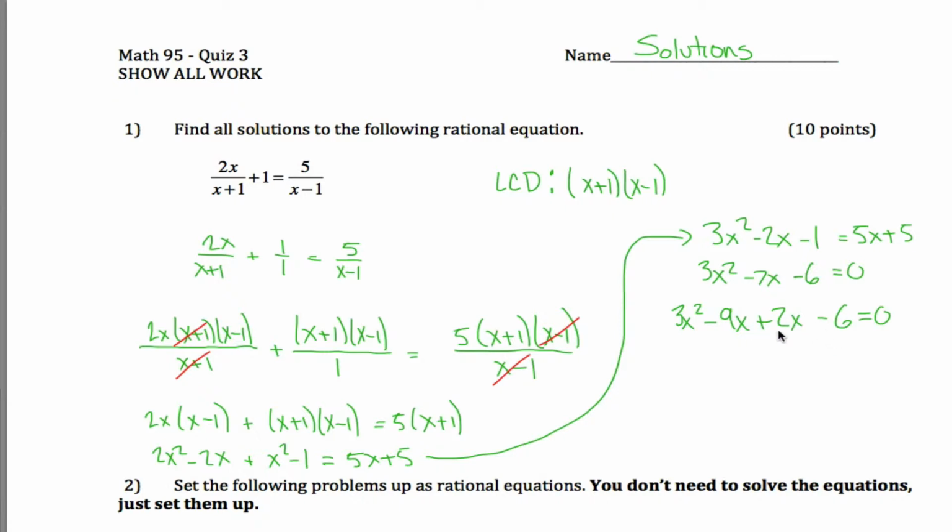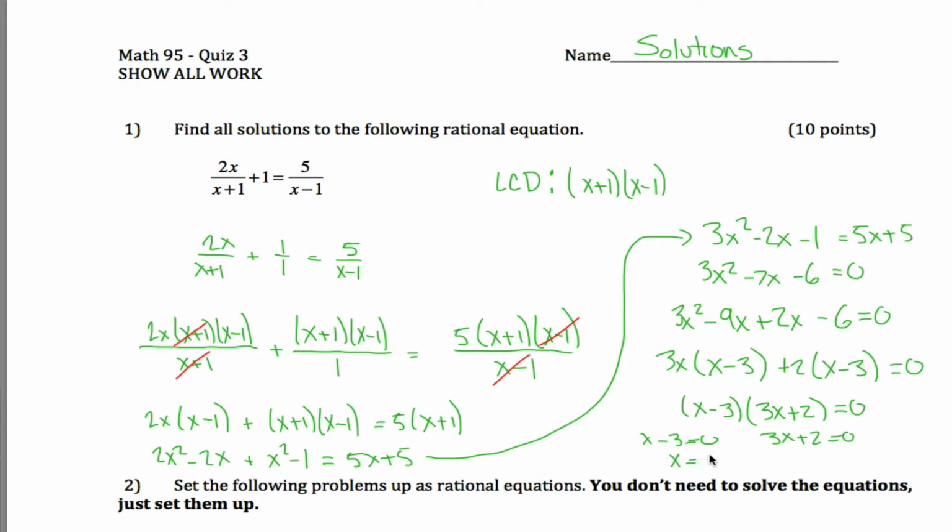The reason that was helpful is because now I have 4 terms, so I can factor by grouping. Pull out a 3x from the first group and you're left with x minus 3. Pull out a 2 from the next group and you're left with x minus 3. So if you pull out an x minus 3 from both of those, you got x minus 3 times 3x plus 2 equals 0. That tells you either x minus 3 equals 0 or 3x plus 2 equals 0. So either x equals 3 or 3x equals negative 2, in which case x equals negative 2/3.